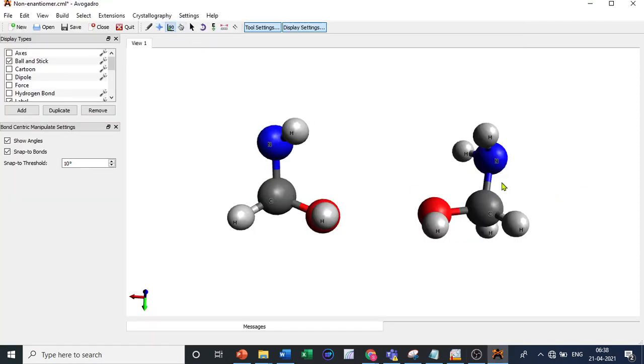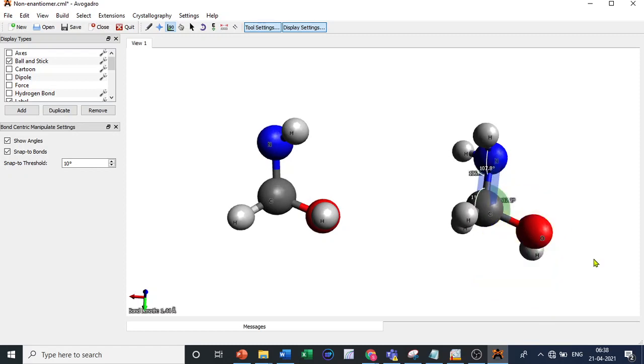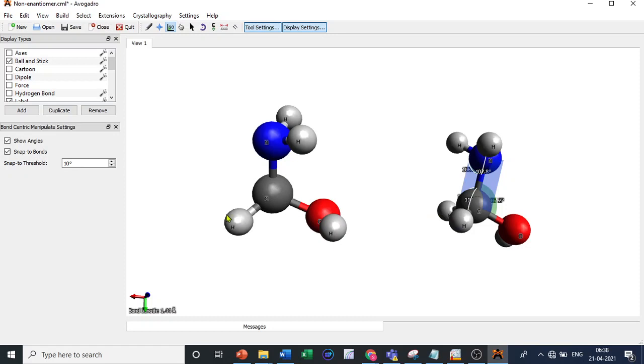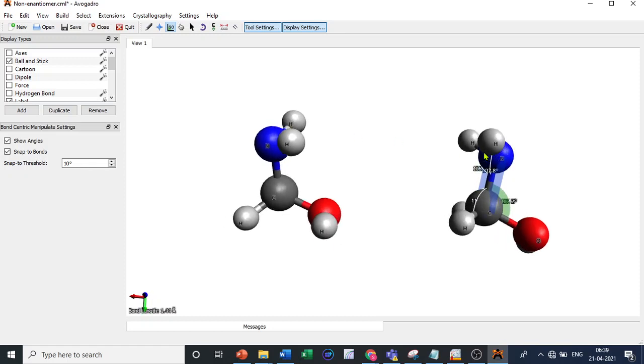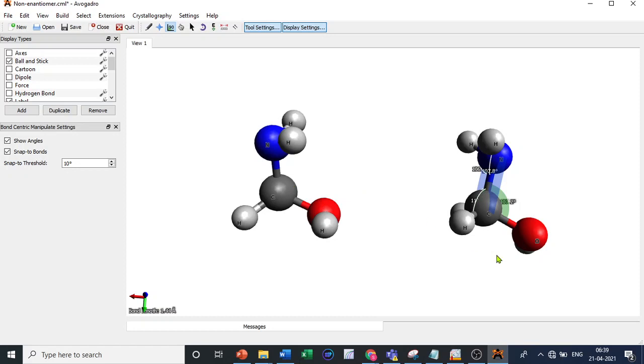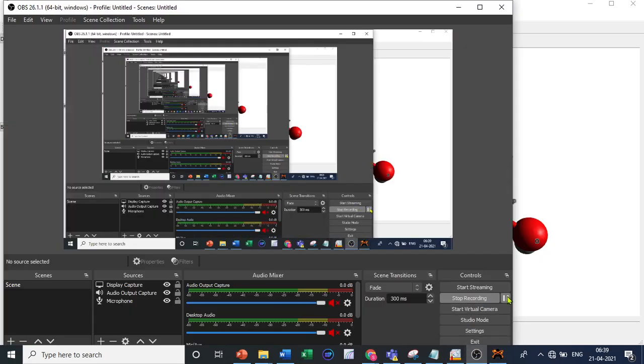Sorry for the inconvenience, the software sometimes crashes. Okay, so I will just rotate it towards this side. And you can see that right now the atoms are almost superimposable to each other. How so? The hydrogen and hydrogen, both of them are pointing towards the left side. This oxygen is pointing towards the right side, the nitrogen is pointing towards the top. So they are identical to each other, right? That's why they are superimposable. Superimposable means in relative 3D space, they are identical with respect to the atom arrangement.